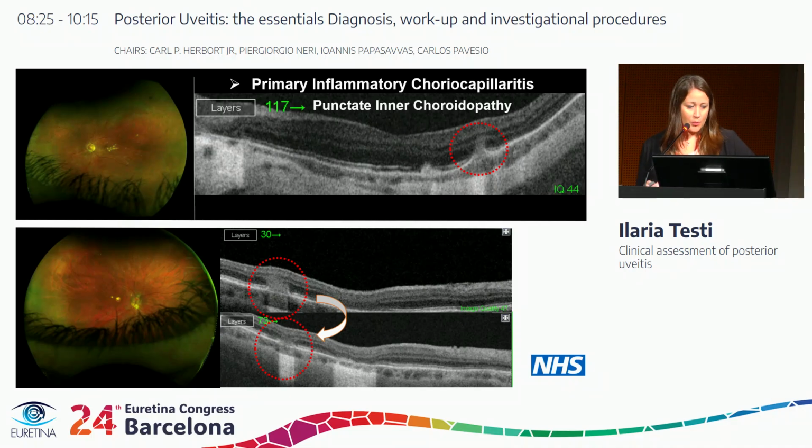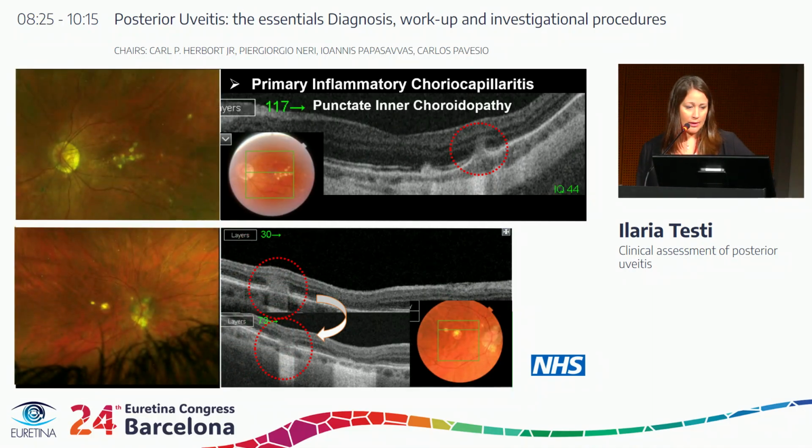So this is a case of PIC. You see here the typical location of the lesions at the posterior pole. In this case, you will need multimodal imaging, you will need autofluorescence and OCT, to make sure you are not missing any active lesion. So you see here on the top OCT two RPE elevations, and these are suggestive of active inflammatory lesions.